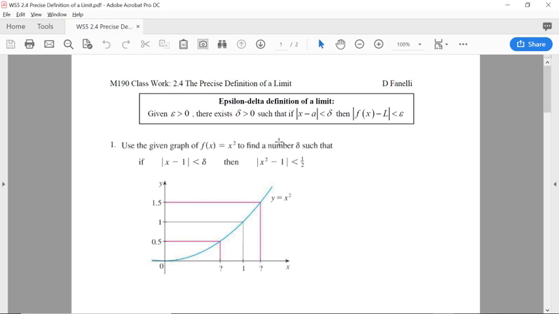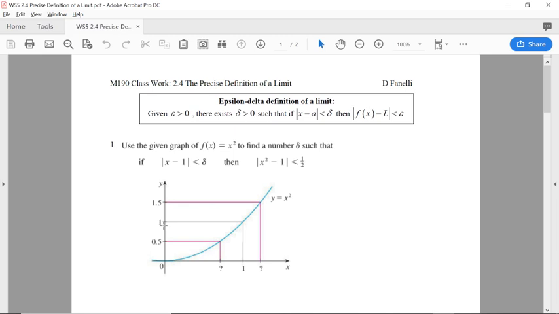Remember that in general, we're not allowed to choose the actual value of a. We're trying to say how close to the value of a, so how close to 1 do we have to be in order to guarantee that the output y will be within the distance epsilon of the limit value 1.